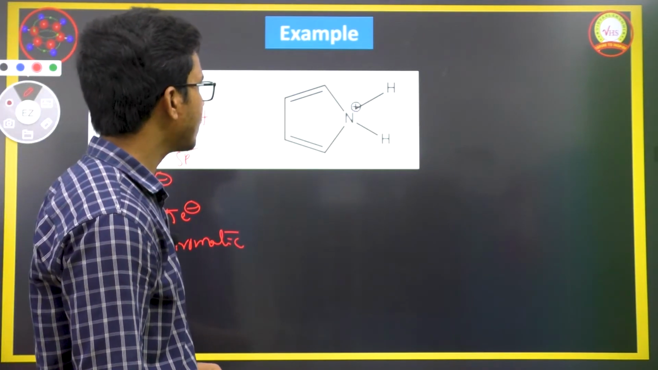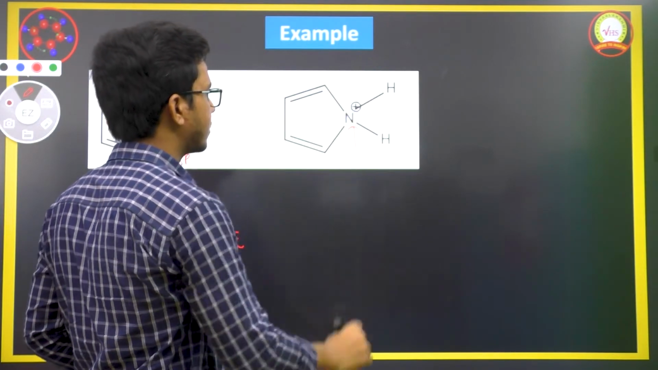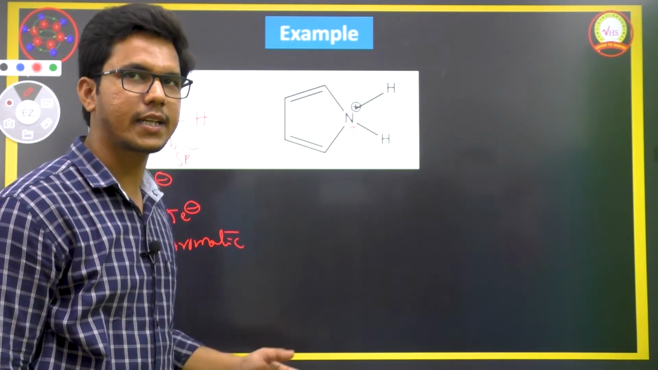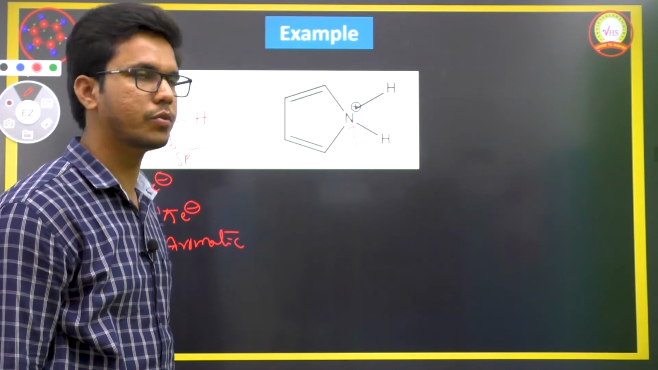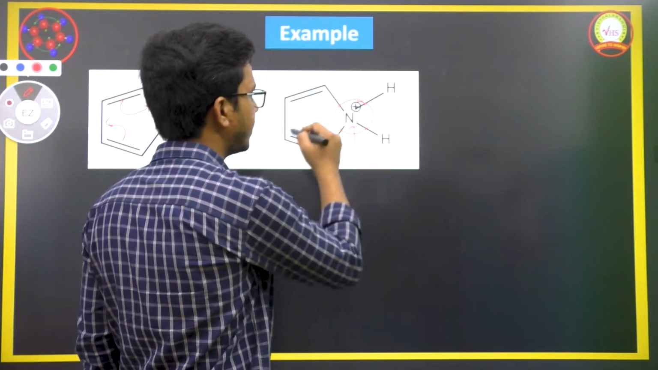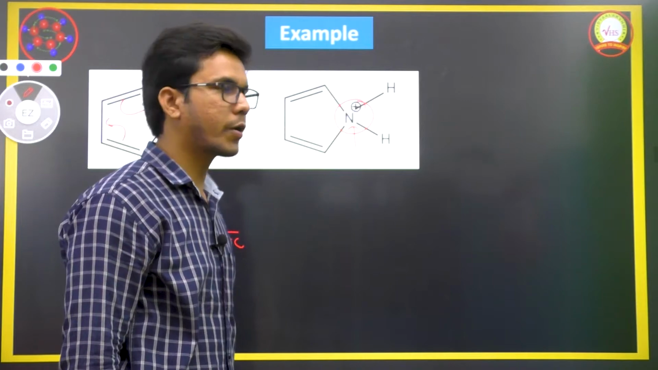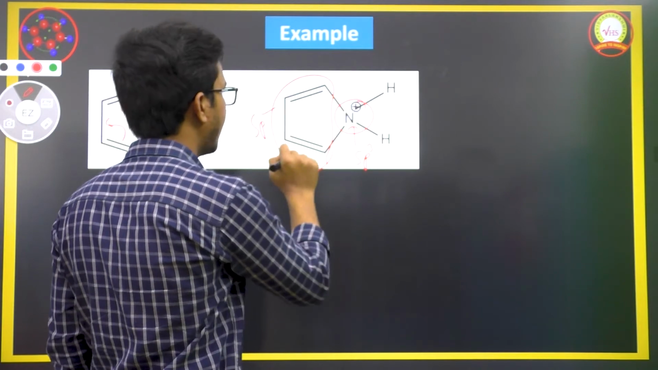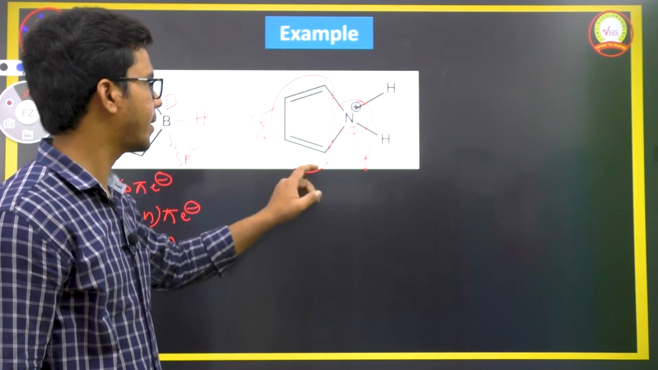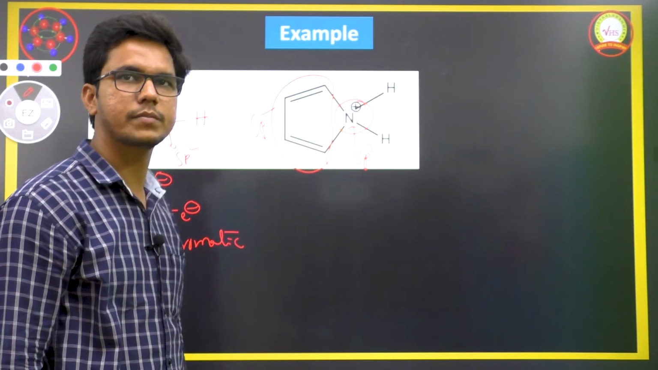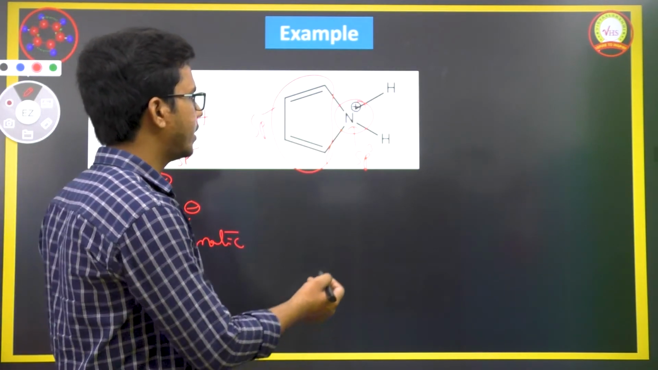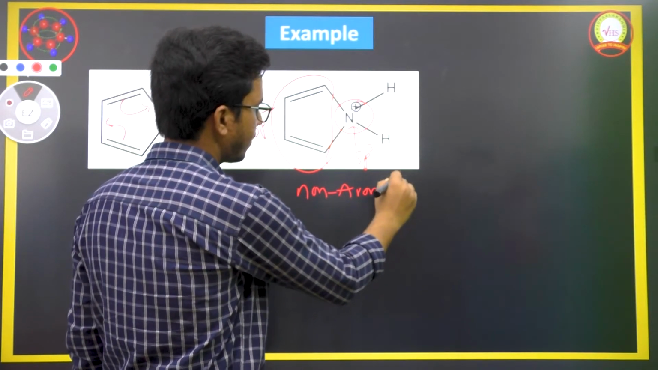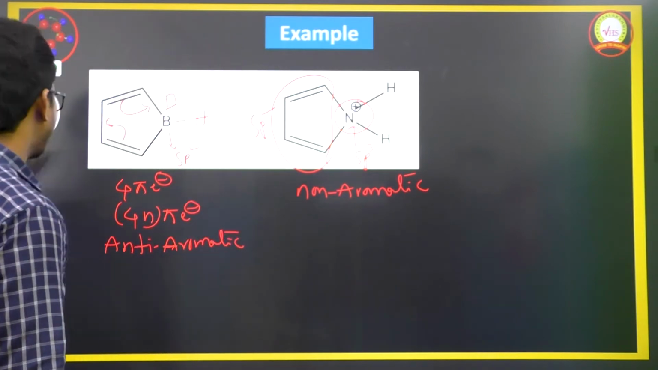Now let us take this particular one. By seeing a positive charge on the nitrogen, we can say it is not sp2, but sp3. This nitrogen is sp3 hybridized, and these 4 are sp2 hybridized. At least one sp3 hybridized atom is there in the cyclic chain, so it is going to be non-planar. If it is non-planar, it is non-aromatic.